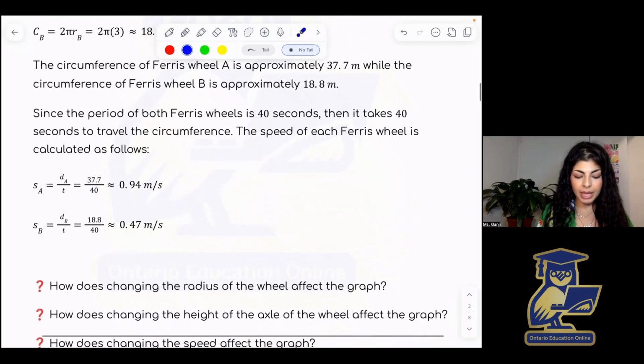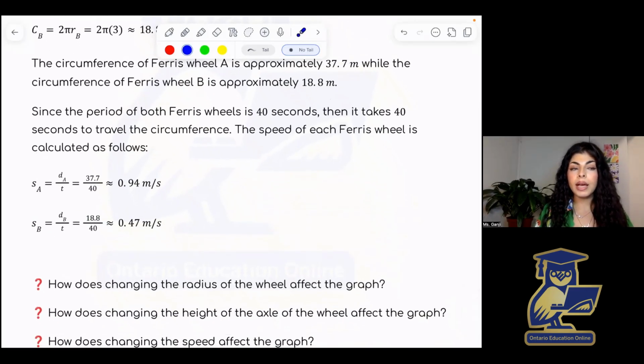And in Ferris wheel B, we are going a shorter distance, almost half of the distance, in the same amount of time. And of course, we can also see that our speed is 0.447 meters per second, and the speed is also approximately half the speed of this one as well.